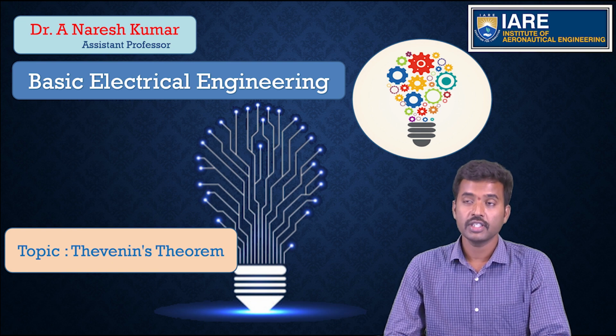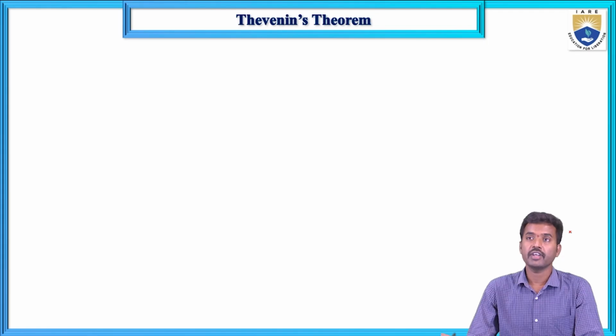So, first, the statement for Thevenin's theorem. In a linear network, all the voltage sources, current sources and resistors are replaced by a single equivalent circuit. The single equivalent circuit consists of one voltage source in series with a resistance. That is Thevenin's theorem statement.